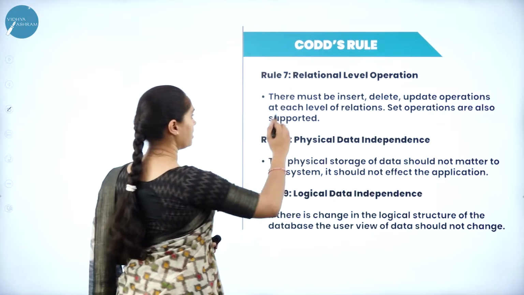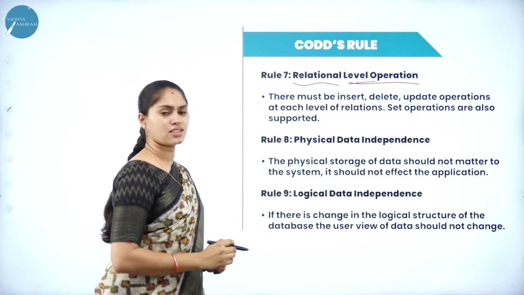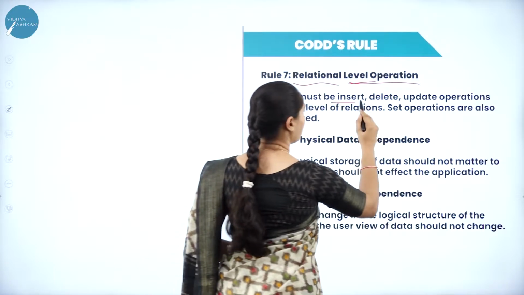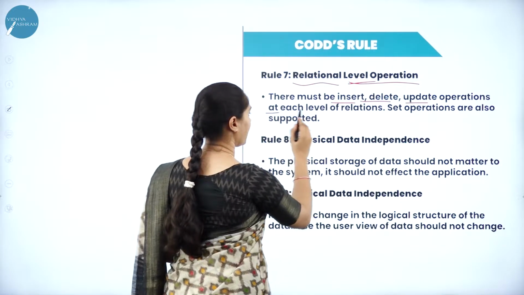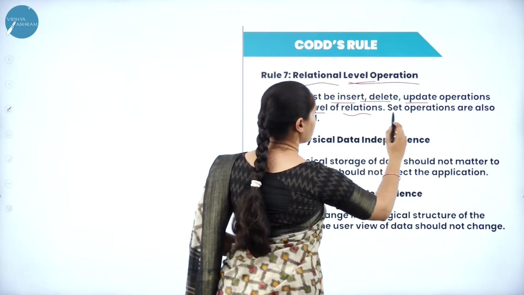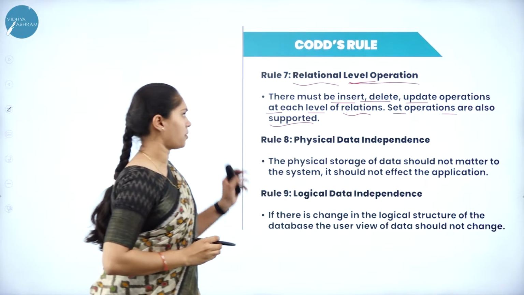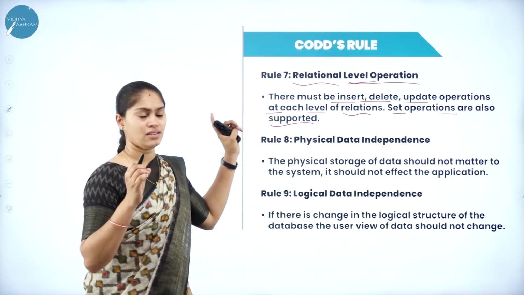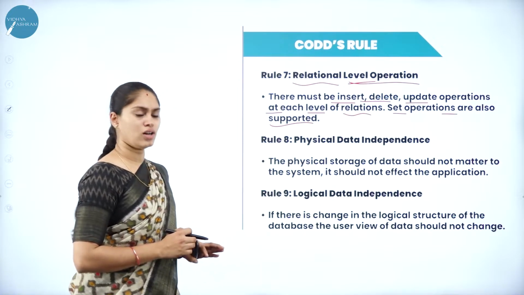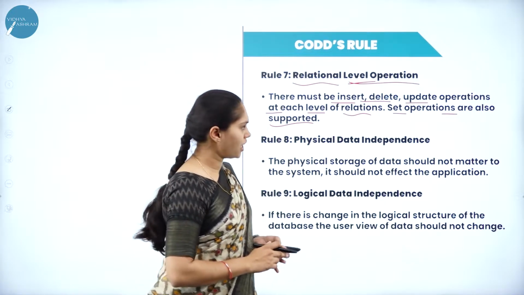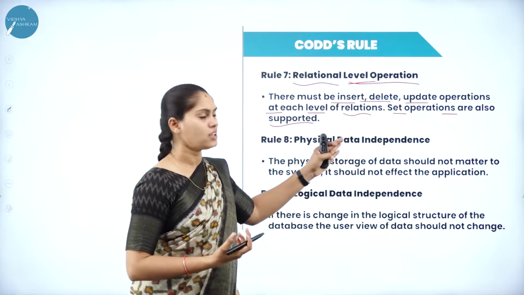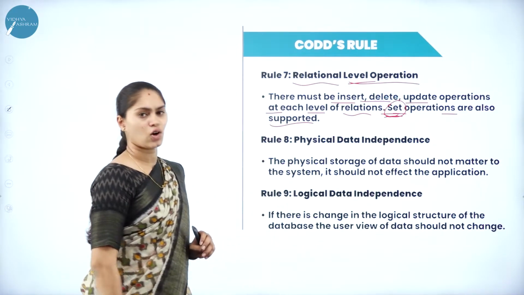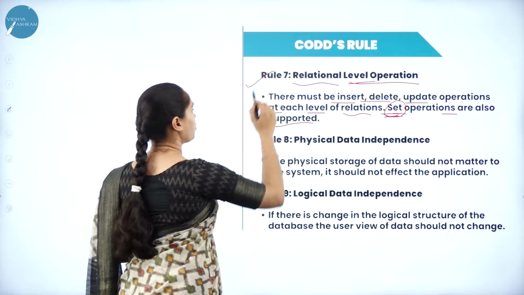We'll see rule 7, relational level operation. The operations must include insert, delete and update at each level of the relations, so that set operations are also supported. If I want to call any database an RDBMS, then it must allow us to insert data, delete content, do update operations, and also allow us to do the set operations. That is related to rule 7.